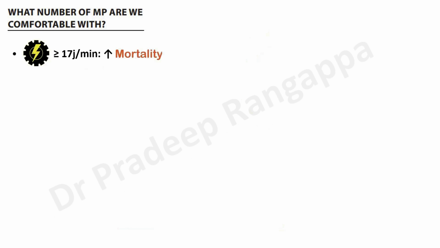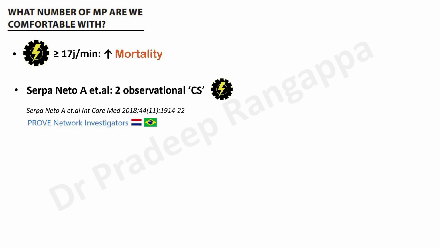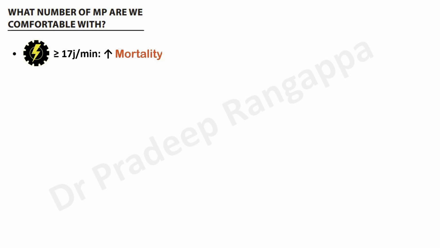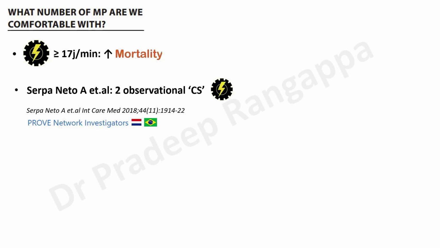So as I said, if mechanical power is more than 17 joules per minute using those formulas, it is shown to have a correlation with increasing mortality. So where did this number come from? There are studies done. This study was by a Dutch group, called the PROVENET Investigators.